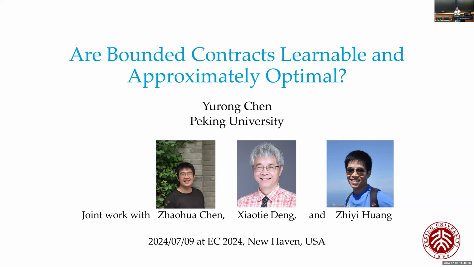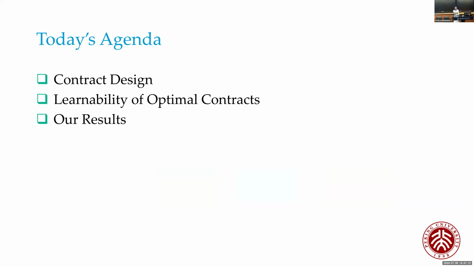Okay, hello everyone. It's my great honor to be here to present our work, "Bounded Contracts: Learnable and Approximately Optimal." This is joint work with Zhaohua Chen, Xiaotie Deng at Peking University and Zhiyi Huang at the University of Hong Kong. In this talk, I will first introduce the formal model as well as the notation of contract design. Then the learnability problems of finding optimal contracts in this paper, and finally our results.